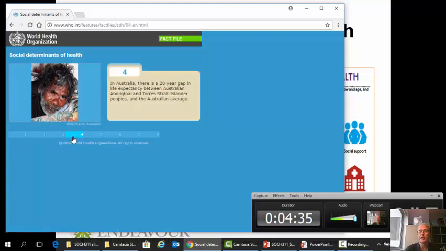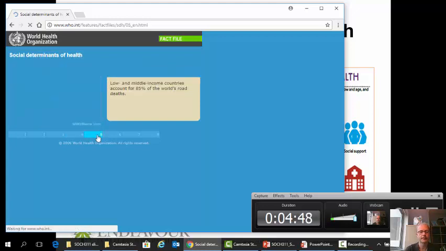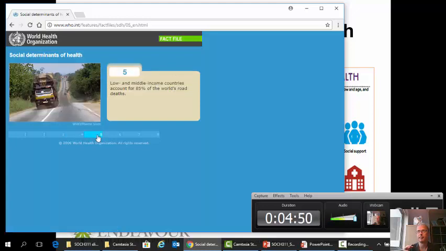In Australia, there's a 20-year gap in life expectancy between Australian Aboriginal and Torres Strait Islander peoples and the average Australian. So, a shocking statistic. It shows that being of Aboriginal and Torres Strait Islander origin in Australia is a huge social determinant of health and well-being.